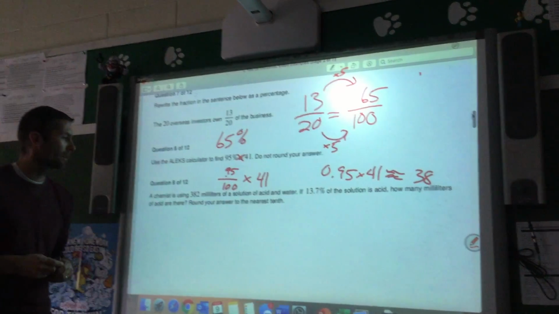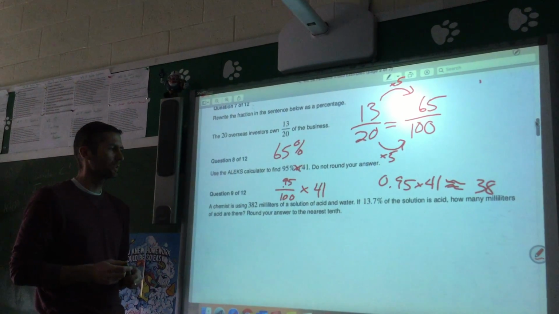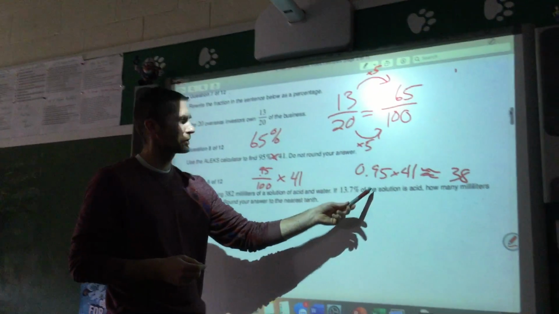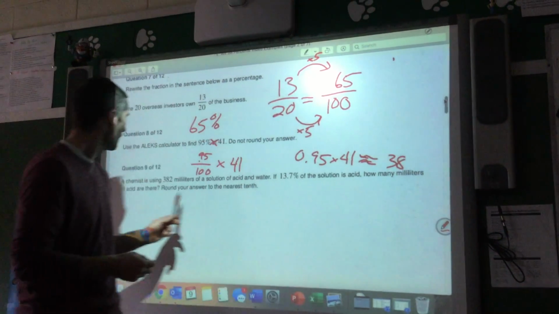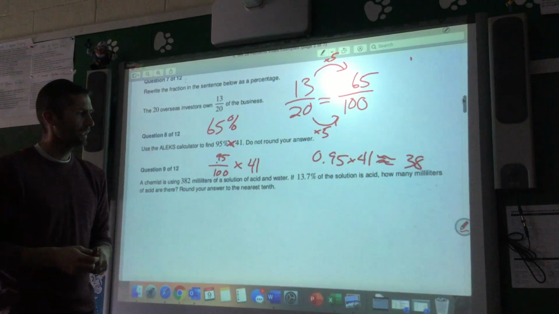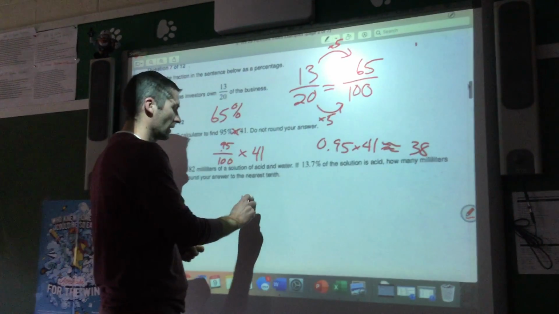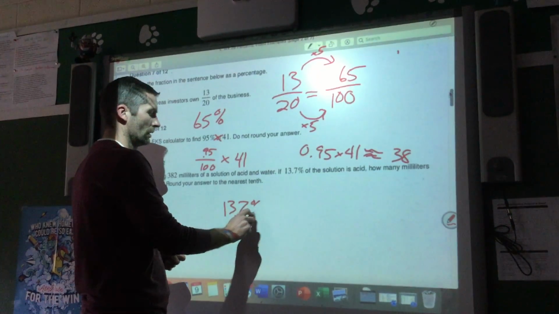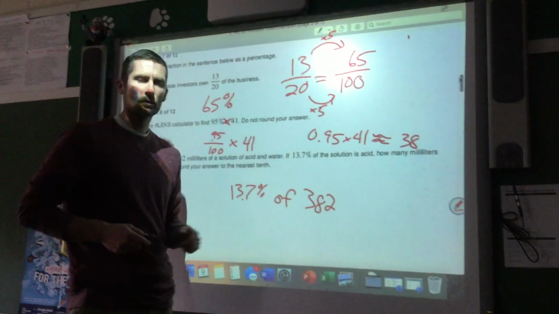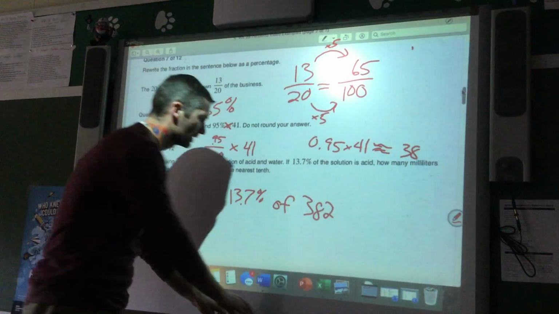that. Okay, a chemist is using 382 milliliters of a solution of acid and water. If 13.7% of the solution is acid, how many milliliters of acid are there? Round your answer to the nearest tenth. Okay, so it's 13.7% of 382 milliliters. Okay, we know of means multiply.